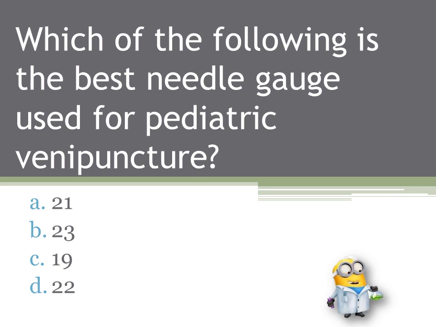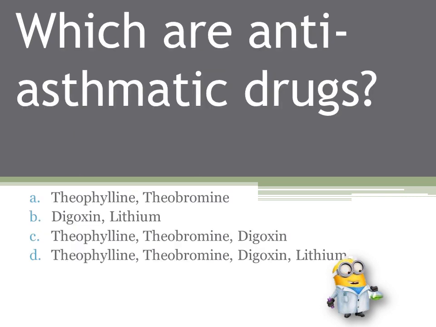So, mag-ingat po kayo. Next naman, which are anti-asthmatic drugs? A. Theophylline theobromine, B. Digoxin lithium, C. Theophylline theobromine digoxin, D. Theophylline theobromine digoxin and lithium. The correct answer is letter A. Theophylline and theobromine only. Digoxin, that is for your heart. Ang lithium naman, that is for antidepressant.